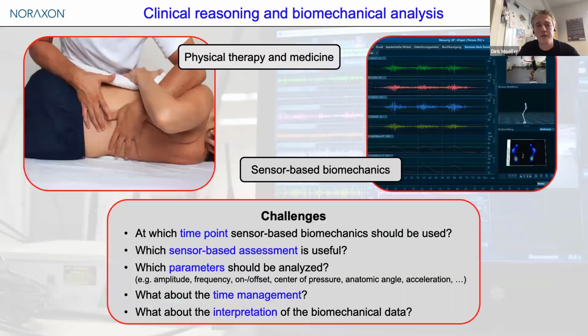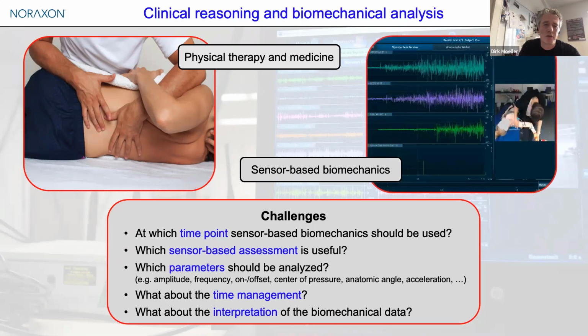On the one side, we have the physical therapy and medicine, and on the other side, we have the sensor-based biomechanics. So due to my experience with my students and to my own clinical experience, there are some challenges we have to solve. First of all, at which time point should sensor-based biomechanics be used? This is very interesting. Should we use it at the beginning of the clinical reasoning process, or at the end, or how often should we use it?